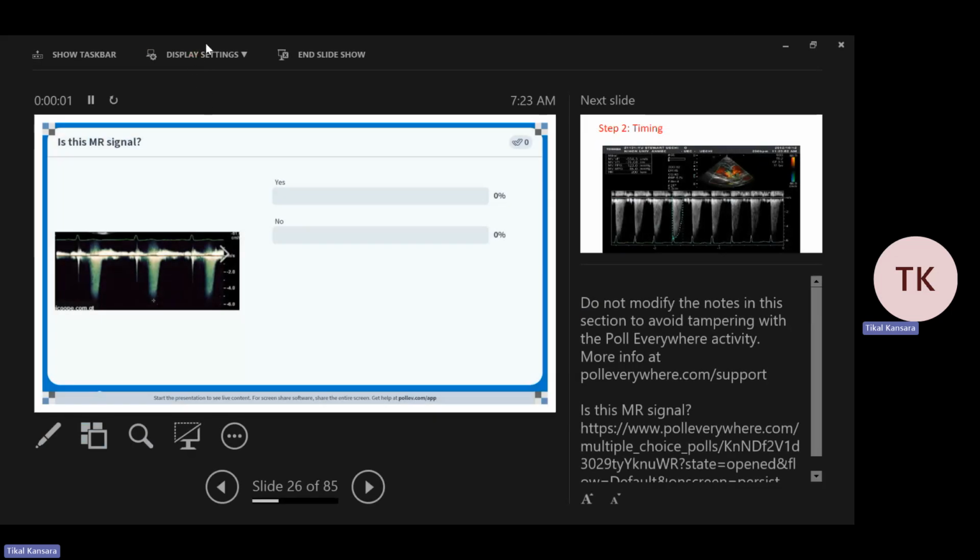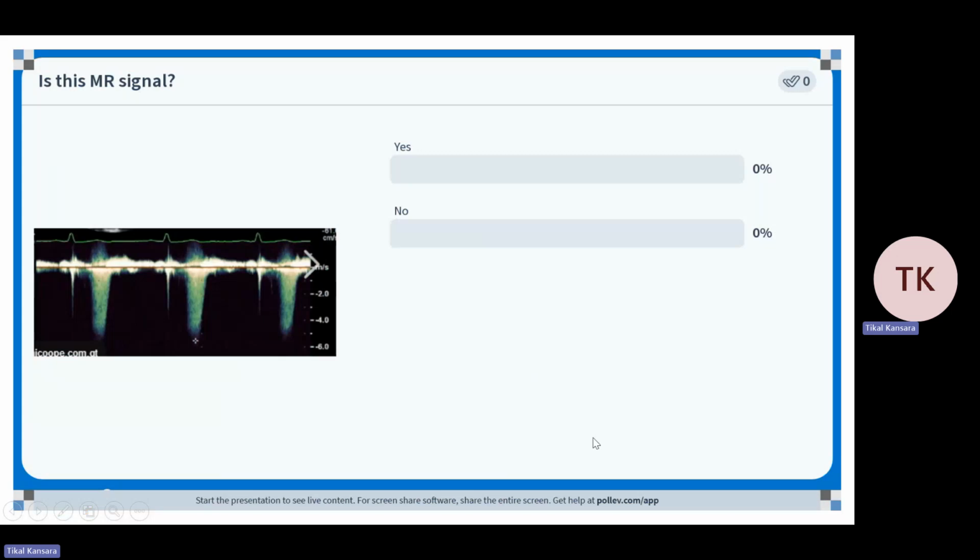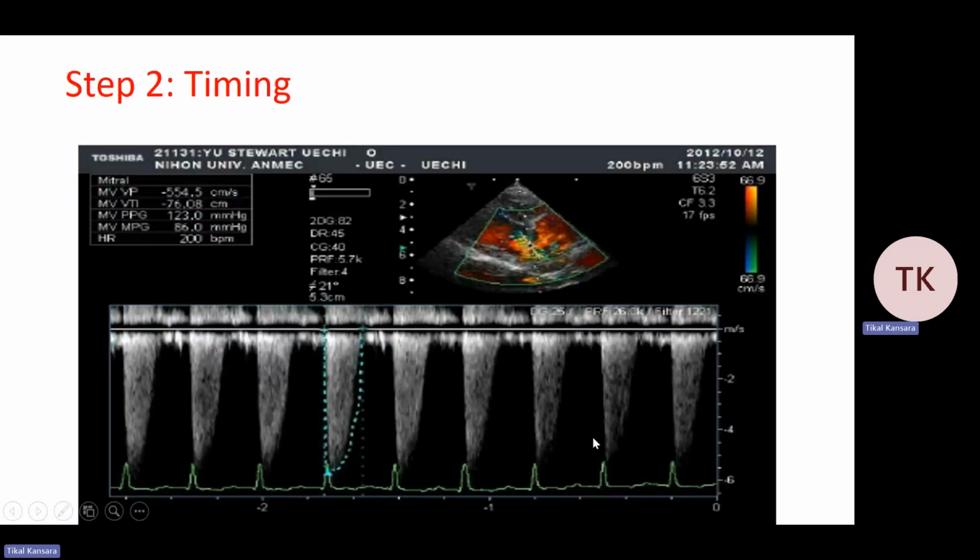Okay, so the first thing is the mechanism which we talked about. The second thing is timing. So you have to look at the velocity also. It was almost 6 meters per second in the first one. So there is no isovolumetric contraction phase. The most common confusion with an MR signal is the AS signal. The AS signal will have an isovolumetric contraction phase, and then it will start. But because this is a leaky valve, there is no isovolumetric contraction phase.